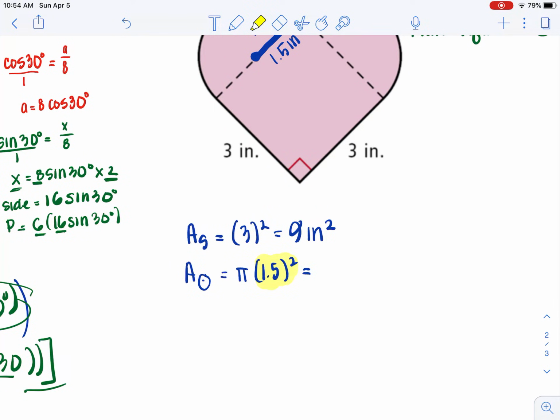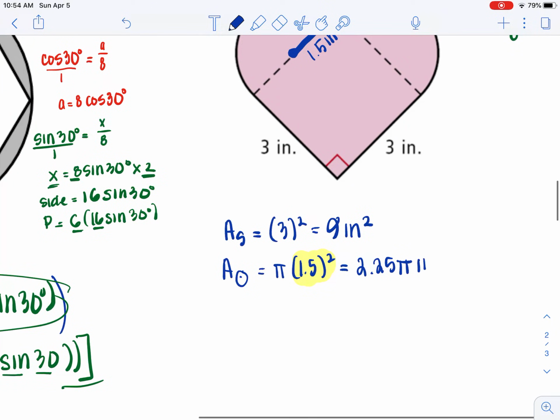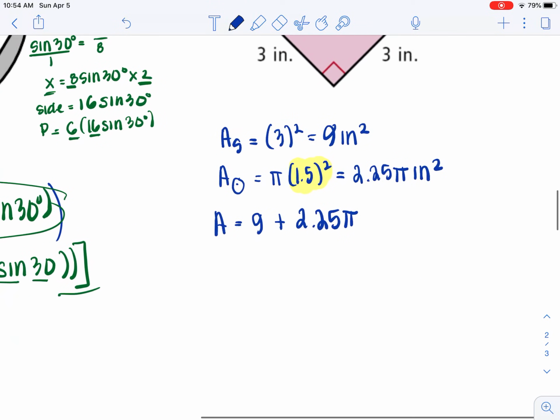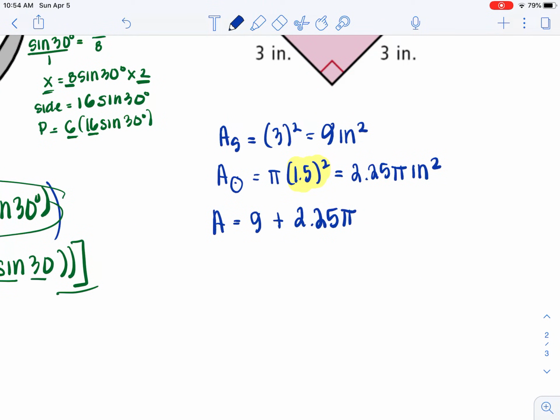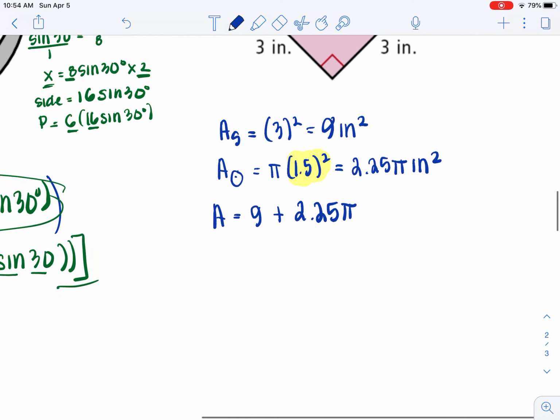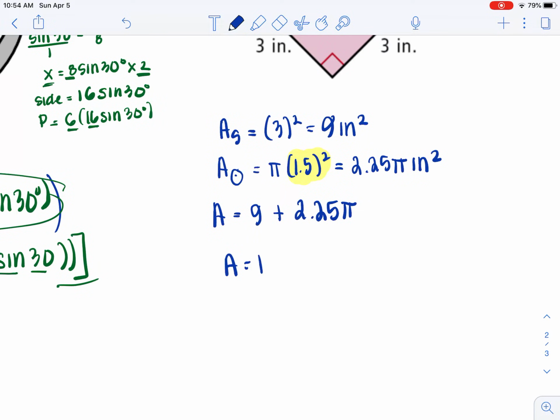All right, remember, I'm going to get my exact answer first, so I need to know what 1.5 squared is. That's 2.25. Don't forget pi, because I didn't put that in my calculator yet. Inches squared. All right, now I'm going to follow through with the plan. Take the square, which is 9, and add the circle, which is 2.25 pi. I'm going to put that in my calculator, just the way it looks, 9 plus 2.25 pi. And you should get the area is 16.1 inches squared.